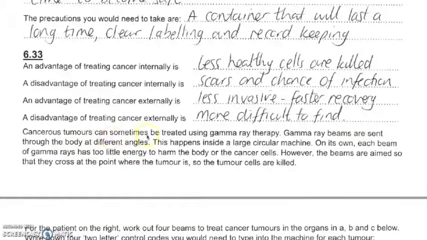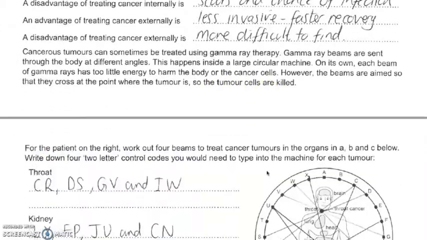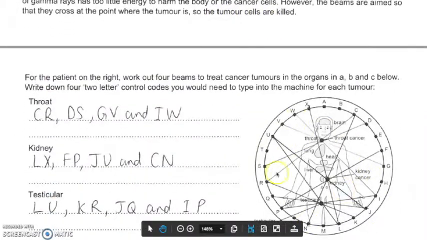So cancerous tumours can sometimes be treated using gamma ray therapy. Gamma ray beams are sent through the body at different angles. This happens inside a large circular machine. On its own, each beam of gamma rays has too little energy to harm the body or the cancer cells. However, the beams are aimed so that they cross at the point where the tumour is, so the tumour cells are killed. So we've got a diagram of it here.